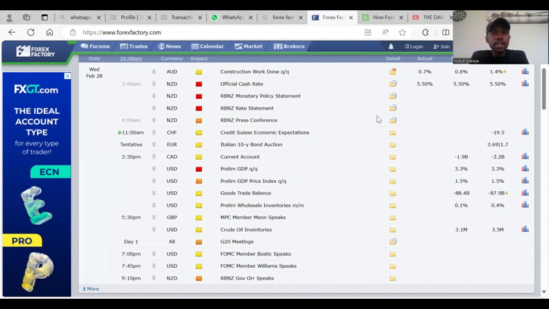At 3 a.m. in the Sydney session, there was the official cash rate from the New Zealand dollar, which was also followed by a monetary policy statement. Moving on, at 3:30 p.m., we are going to see the per annum GDP from the United States. This is the day a lot of people have been waiting for, to understand how the gross domestic product report is going to be and how it will transfer to the Federal Reserve of the US.